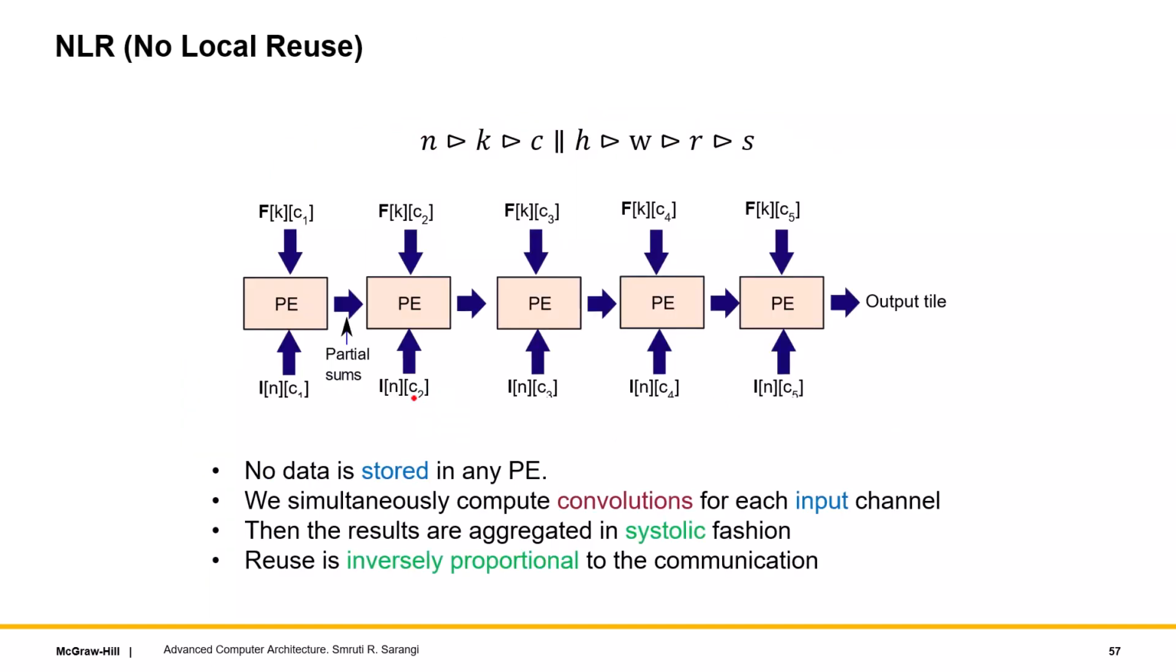So once that has been done, we are left with only one choice, which is not to reuse anything at all. Not reusing anything at all is an option. It's called no local reuse or NLR. In this case, it's a simple diagram. Let's understand this. I go image wise, output channel wise, input channel wise. So of course I parallelize the input channels, and then I have multiple input channels. For each one of them, I essentially stream in data, stream in filter data, and I'm done.